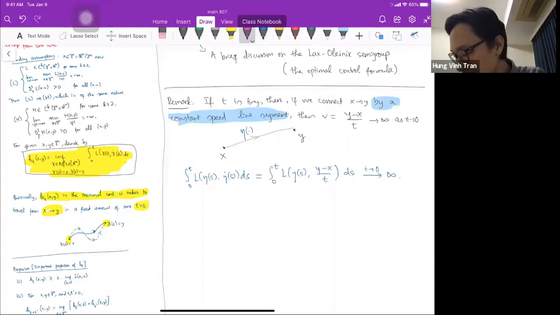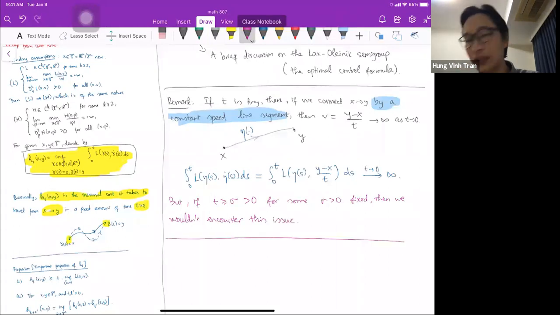But if t is greater than or equal to sigma greater than 0 for some fixed sigma, then we wouldn't encounter this issue. That's what we already discussed last time, but I'm just recalling it in a brief way here.